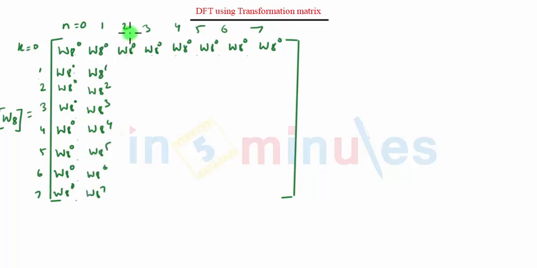Now in this position the n value is 2 and the k value is 1. So it turns out to be W8 raised to 2. Again k is equal to 2 and n is equal to 2, so W8 raised to 4. 3 into 2 is 6, 4 into 2 is 8, 5 into 2 is 10, 6 into 2 is 12 and 7 into 2 is 14.